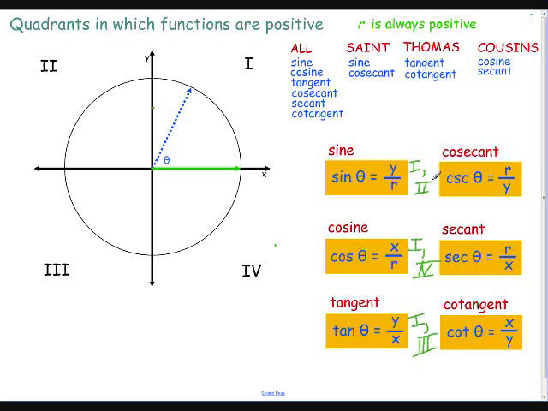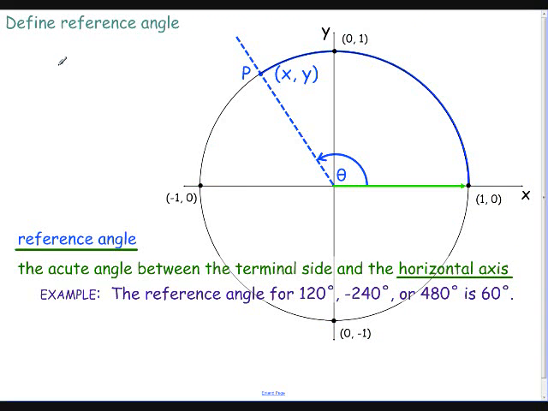Of course, you can figure it out for yourself, but time is usually too valuable to try and figure everything out from scratch. Before we end today, we're going to spend a little bit of time talking about what a reference angle is. A reference angle is the acute angle between whatever the terminal side is of the angle and the horizontal axis.